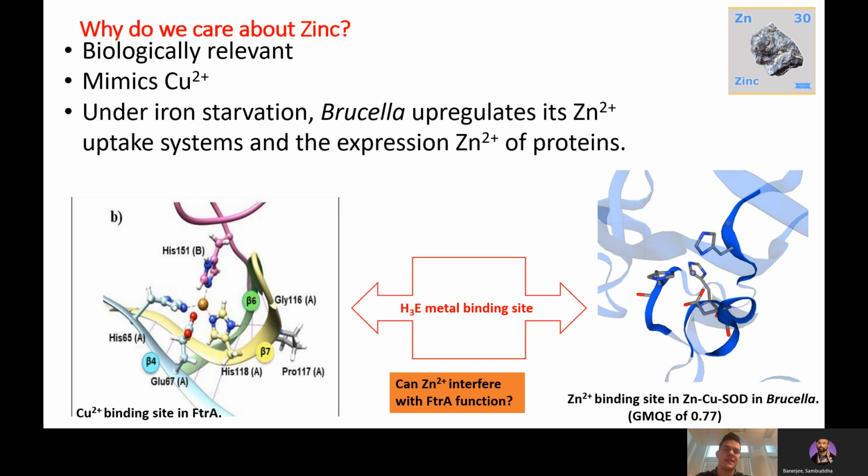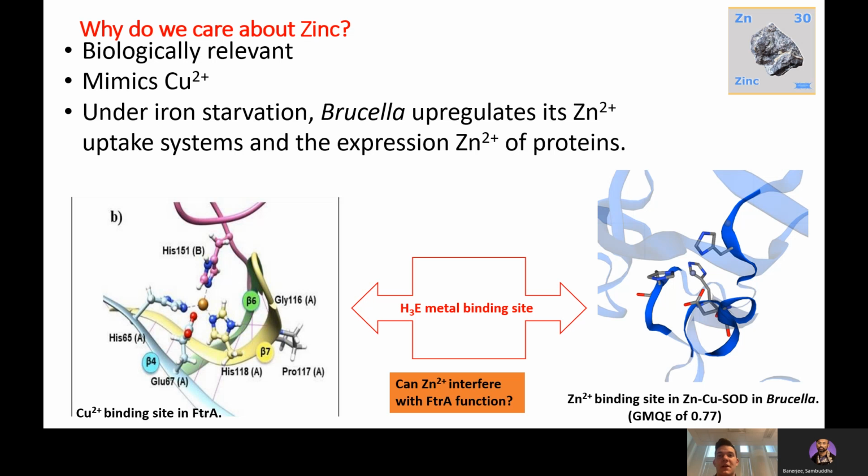So once again, why do we care about zinc? Zinc is biologically relevant, meaning it is present in the periplasm of the bacteria. It's also present in the host cell. It mimics copper 2 plus, meaning the size to charge ratio is very similar. And as seen in the two figures below, the binding site between copper and zinc is very similar as well. So on the left, you have FtrA, the binding site for copper. And on the right, you have zinc copper SOD, and that is the binding site for zinc.